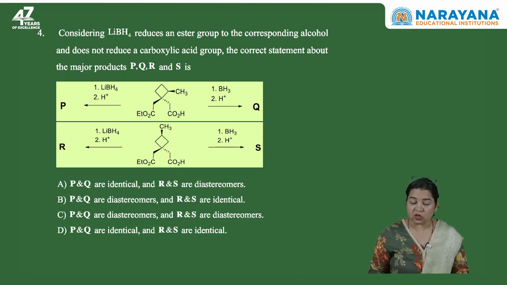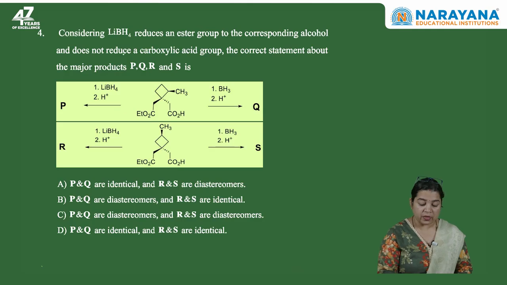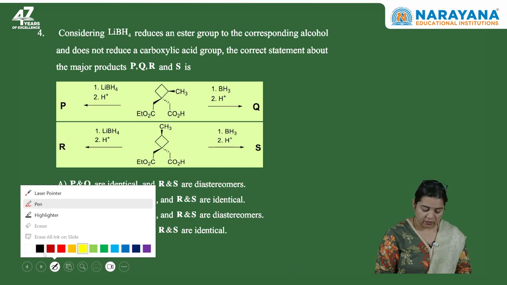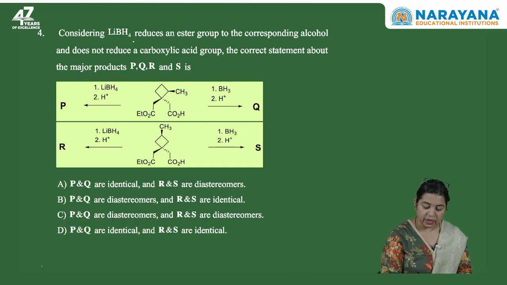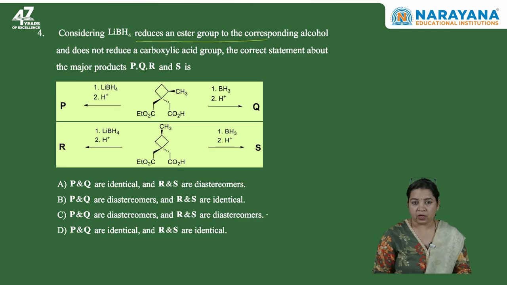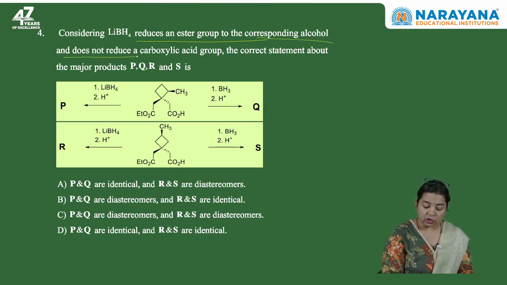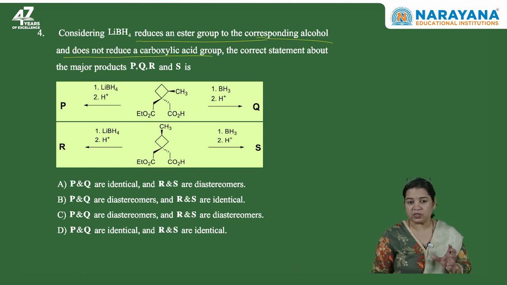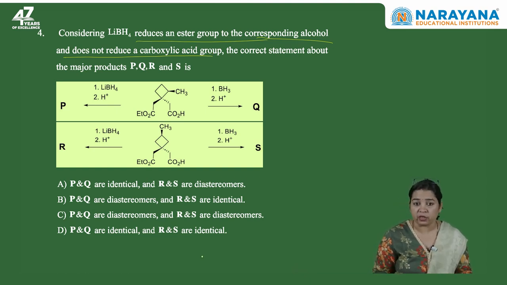So the information is already given in the question that it reduces an ester functional group, right? If this information is already mentioned, it eases our attempt. It reduces the ester to the corresponding alcohol, that also is given, and it does not reduce the carboxylic acid group. A very important piece of information is already given in the question, but still there will be problems.